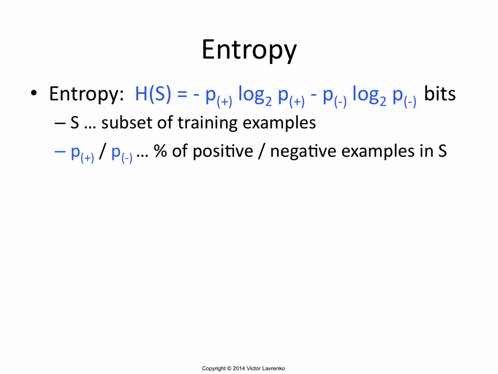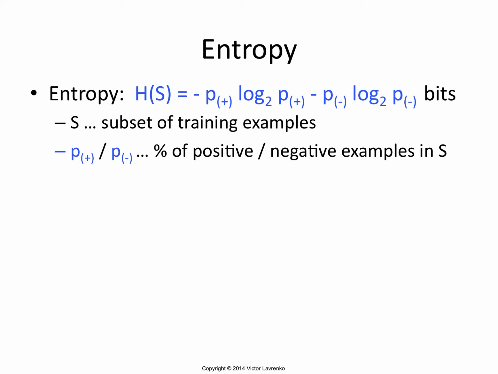P plus is the percentage, the proportion of positives in a subset. P minus is the proportion of negatives in a subset. And the way you're combining them is you're saying P plus log P plus, plus P minus log P minus, and then you negate the whole thing. Seems like a strange formula, but it actually has a nice interpretation that we'll go over.